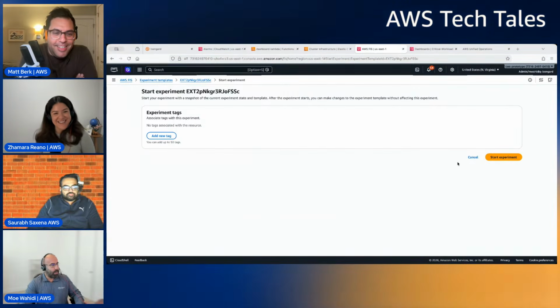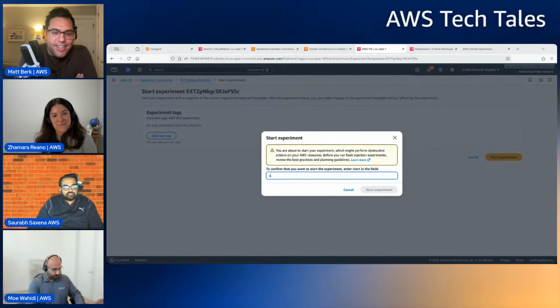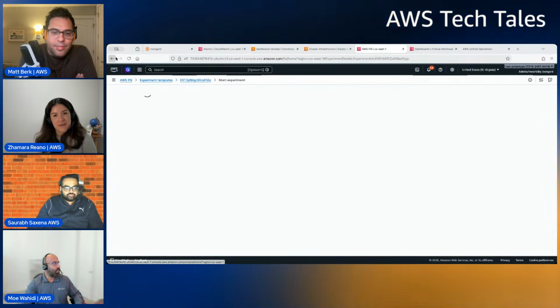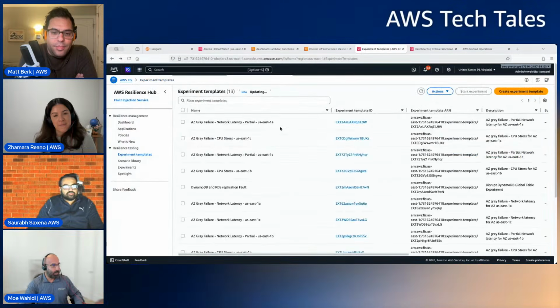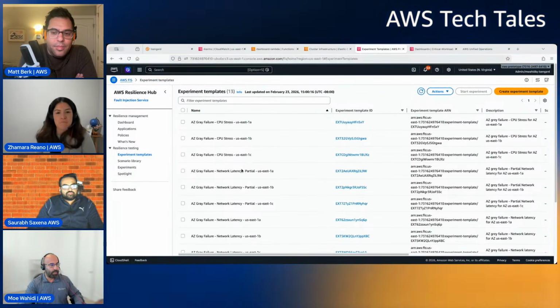Yeah, so I'm running another experiment to introduce latency to our ECS component, which is backed by EC2 instances. Okay, almost there. I'm introducing those faults in different AZs, as you see here.